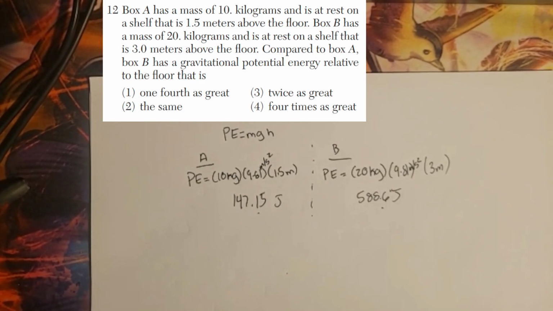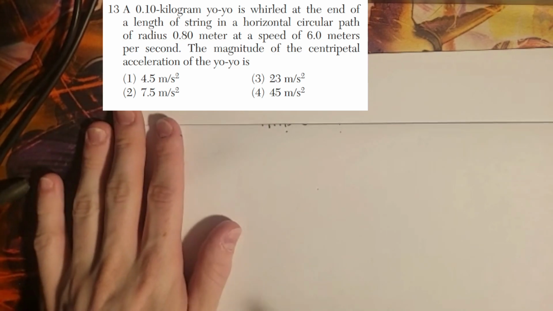So option 4. A 0.1 kilogram yo-yo is whirled at the end of a length of string in a horizontal circular path of radius 0.8 meter at a speed of 6 meters per second. The magnitude of the centripetal acceleration of the yo-yo is blank.